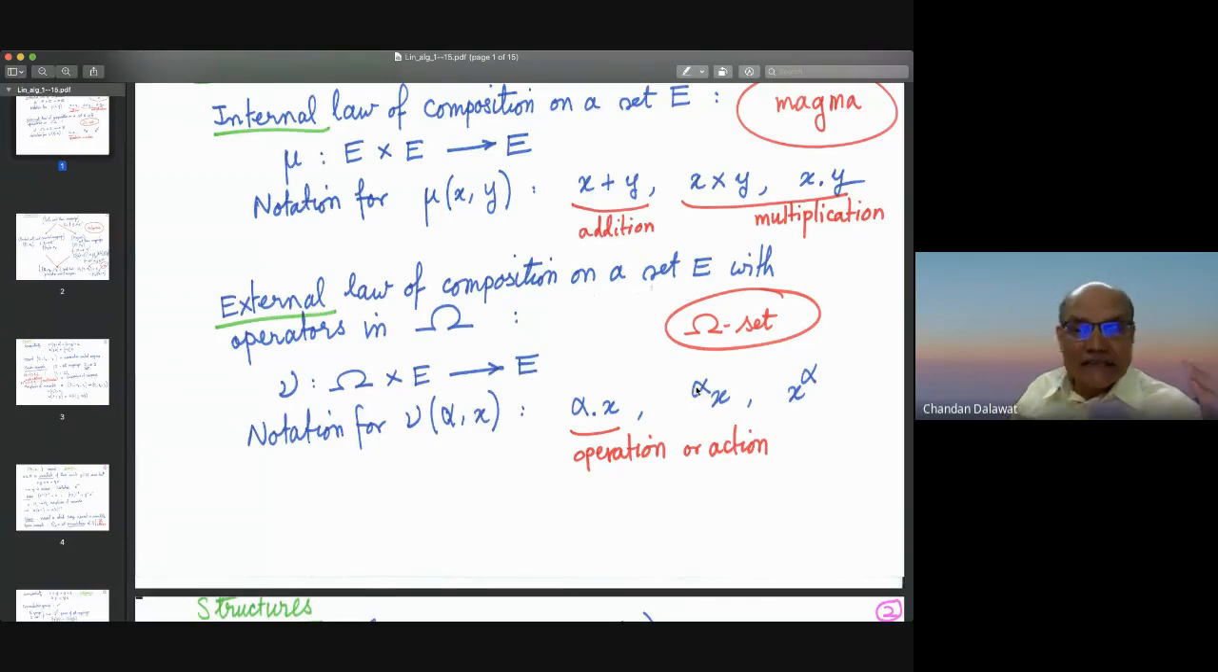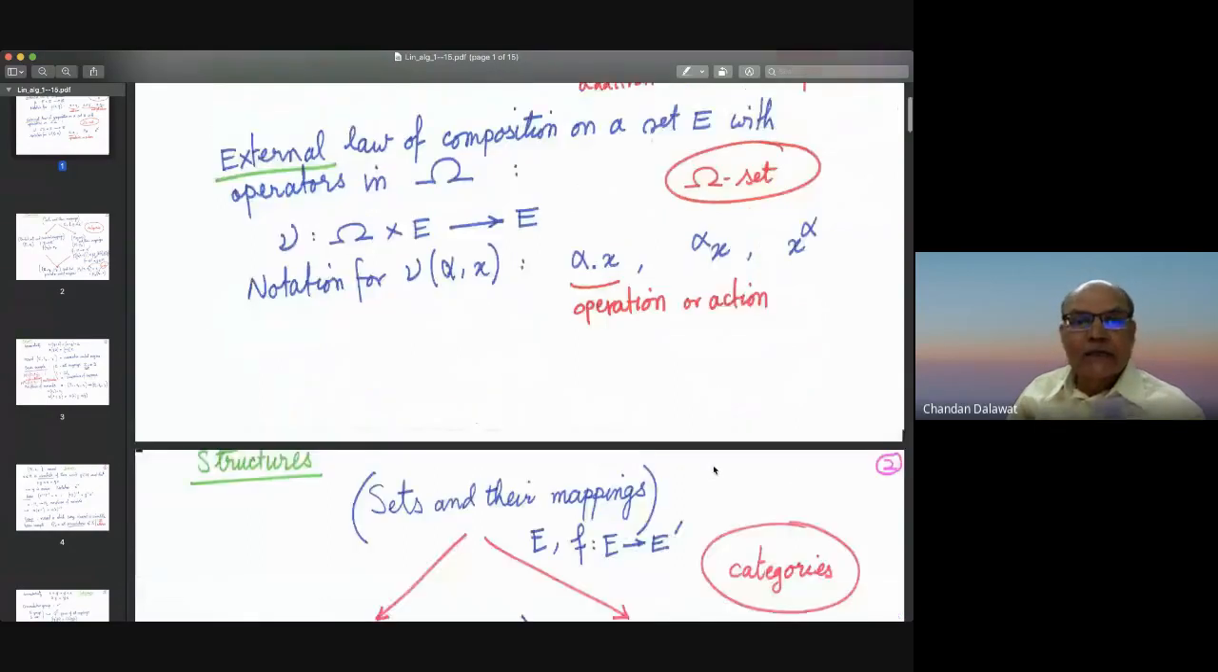What I've said till now is something very simple. An internal law of composition on a set E is just a map from E cross E to E. An external law of composition on E with operators in omega is a map from omega cross E to E, I'm calling the set E.